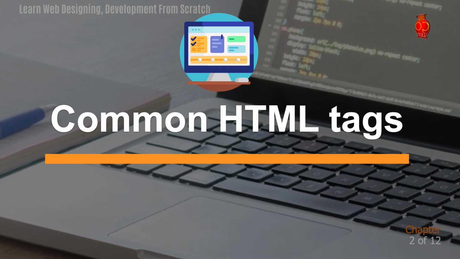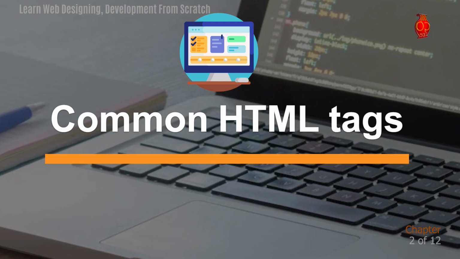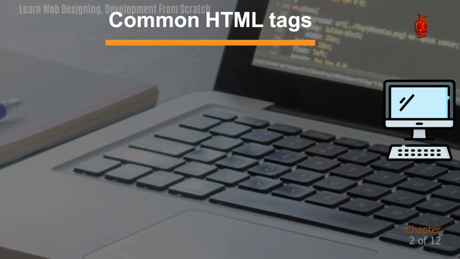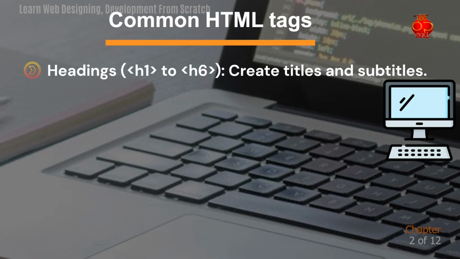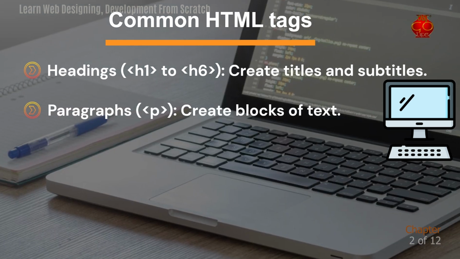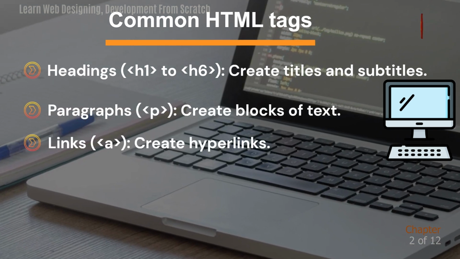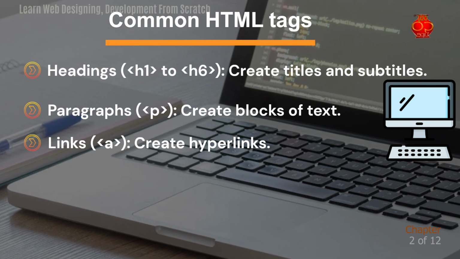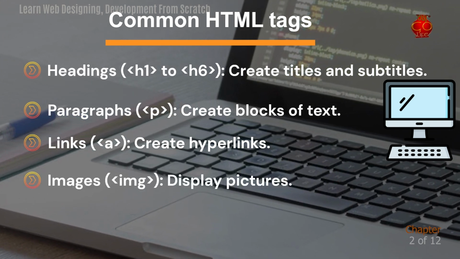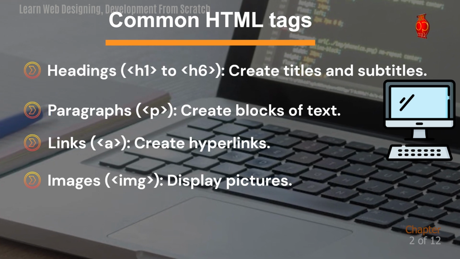Headings, H1 tag to H6 tag, used to create titles and subtitles. H1 tag is the largest heading, and H6 tag is the smallest. Paragraphs, P tag, used to create blocks of text. Links, A tag, used to create hyperlinks that navigate to other pages or resources. Images, IMG tag, used to display pictures.